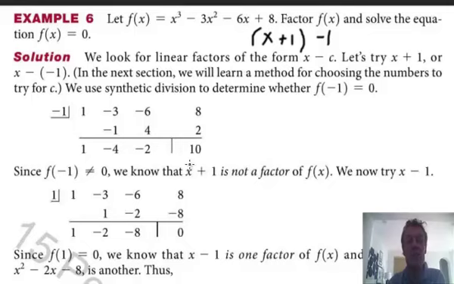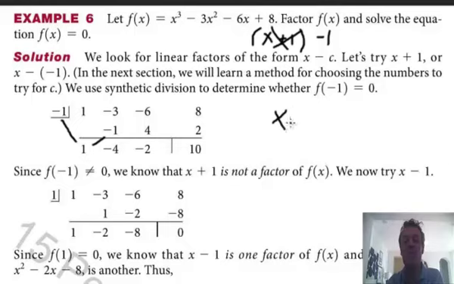Try, well, it's not going to work. It comes out with remainder 10. Again, 1 times -1 is -1. Add these two together, we get -4. -1 times -4 is +4. Add these two together, we get -2. -1 times -2 is +2. Okay, not going to work. x plus 1 is not a factor.